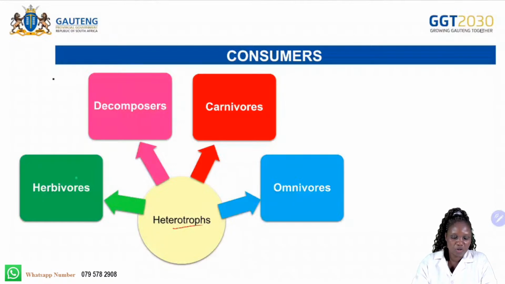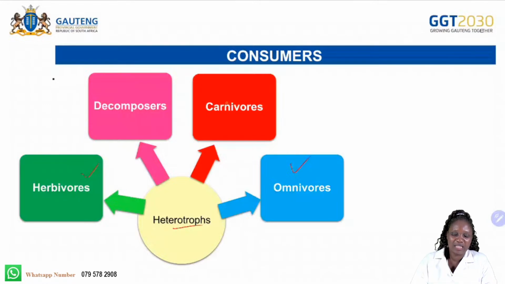We've got the herbivores, which will feed directly on the plants. For example, we've got cows. They are herbivores, and they feed directly on plants. And then we also have omnivores. These animals will feed on plants and also on other animals. We've got the dogs, the pigs, and human beings. We eat both the plant and the meat.